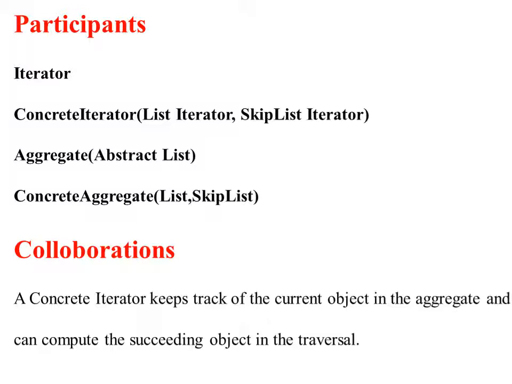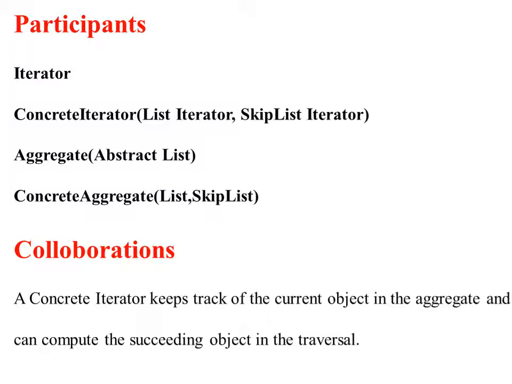Next, coming to the next template, collaborations. The concrete iterator keeps track of the current object in the aggregate and can compute the succeeding object in the traversal. See here, this collaboration: succeeding and preceding. I told you about pre-order traversal and post-order traversal, based on the current item. Before the current item it is a pre-order traversal, and after the current item it is a post-order traversal.